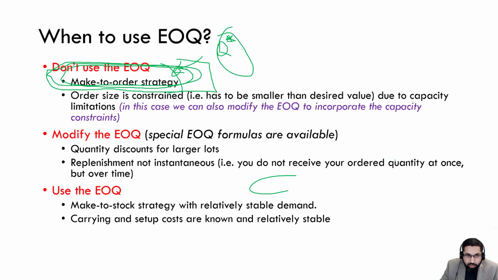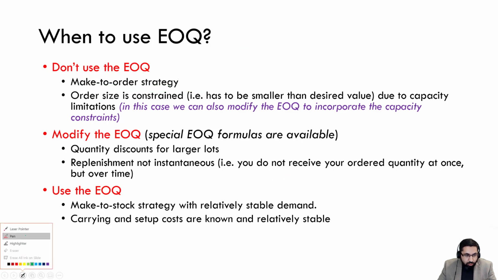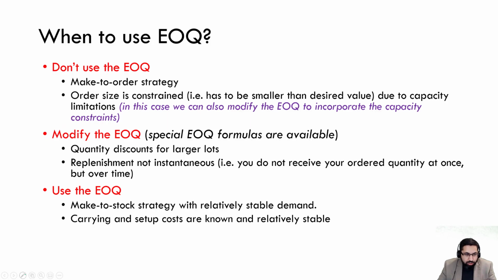So in make to order, the production happens after getting the customer order. So there's no point in using EOQ. Order size is constrained, so with a make-to-order strategy, you don't use EOQ. So that's number one. That's one place we don't use EOQ.